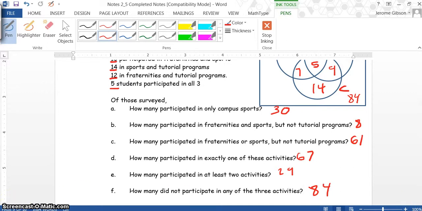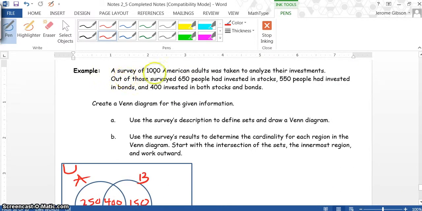And we're done. Now we come to our final example. It says a survey of 1,000 American adults was given to analyze their investments. Out of those surveyed, 650 people had invested in stocks, 500 people had invested in bonds, and 400 invested in both stocks and bonds. Create a Venn diagram for the given information. A. Use the survey's description to define sets and draw a Venn diagram. B. Use the survey's results to determine the cardinality for each region in the Venn diagram. Start with the intersection of the sets, the innermost region, and work outward.